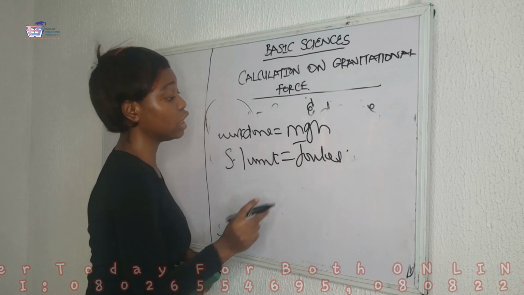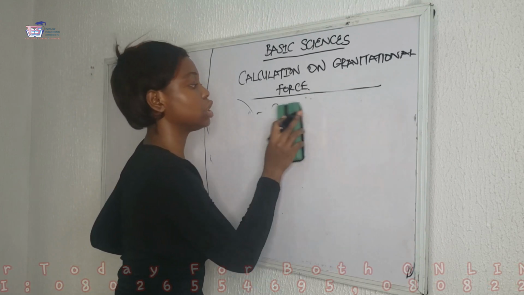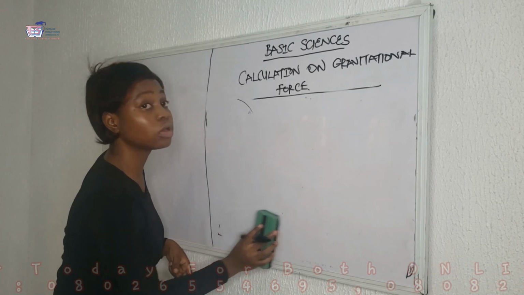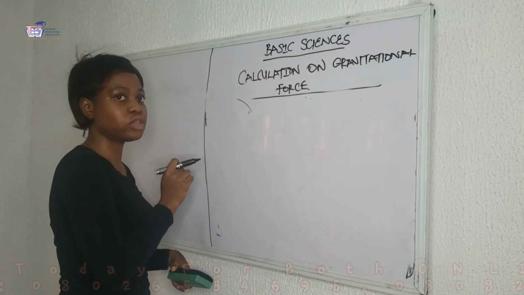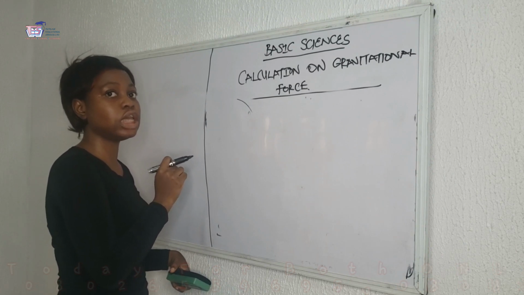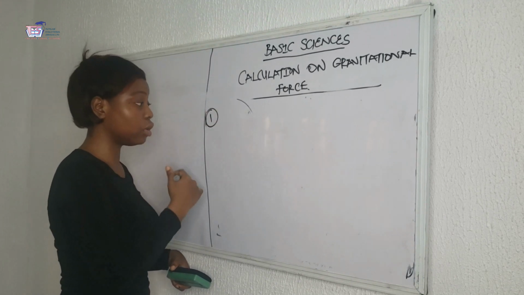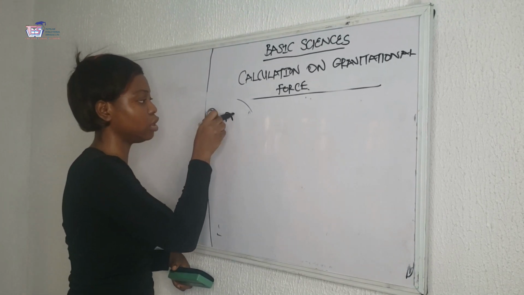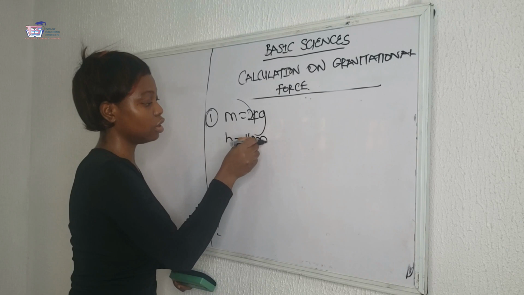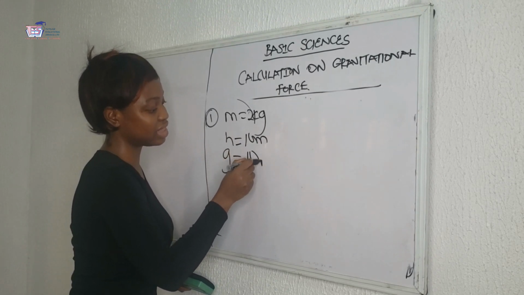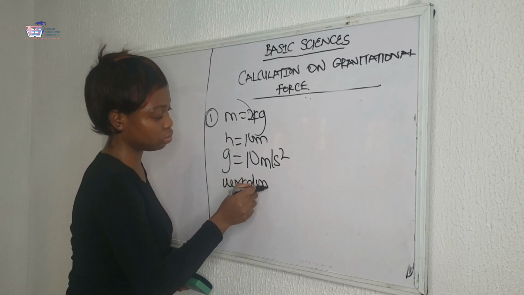Then our SI unit, that is work done, is measured in joules. The SI unit for work done is what? It is joules. Now we want to look at a question. We want to solve an example. Now, find the work done on a mass of 2 kilograms if it is raised up to a height of 10 meters, given that g is 10 meters per second squared. Remember the steps we are to use. The first thing is that you write out all the parameters you are given. We've been given the mass of the body to be 2 kilograms. We've been given the height to be 10 meters. The acceleration due to gravity, which is always 10 meters per second squared. And then we are asked to look for the work done.